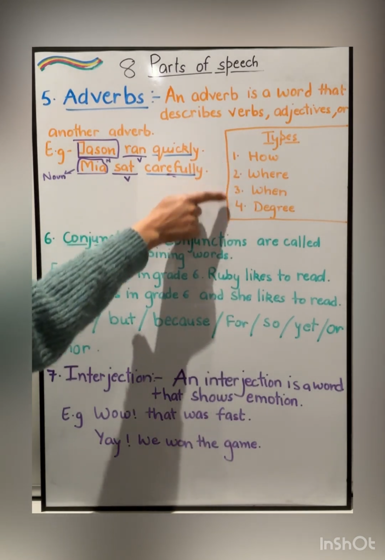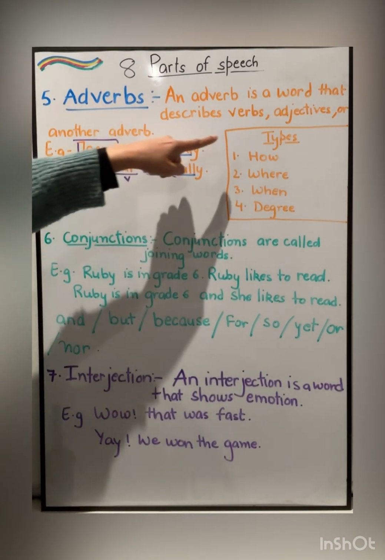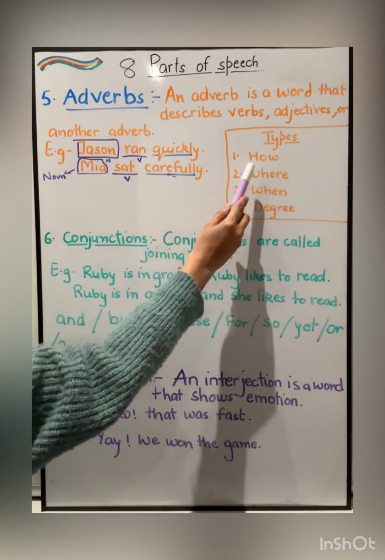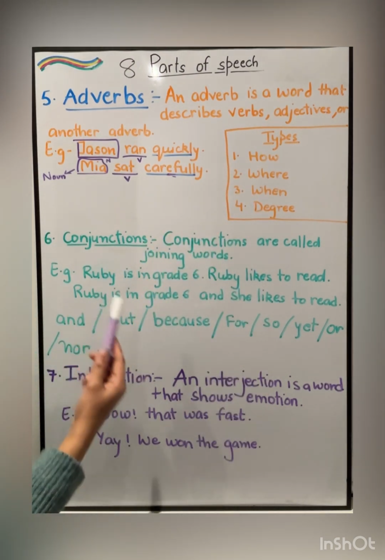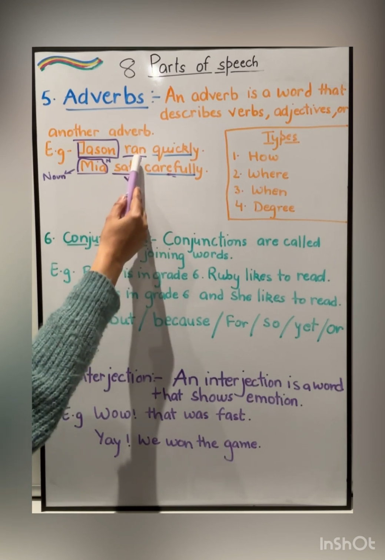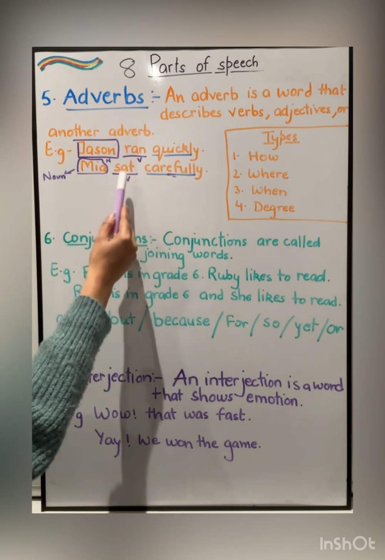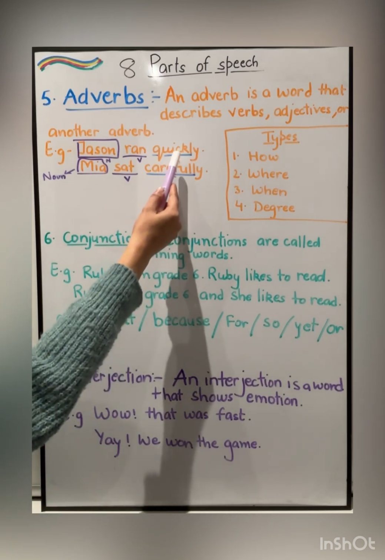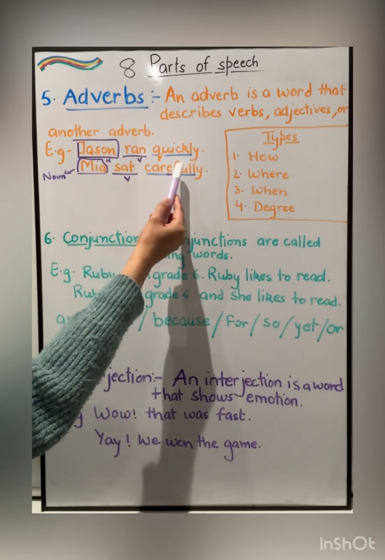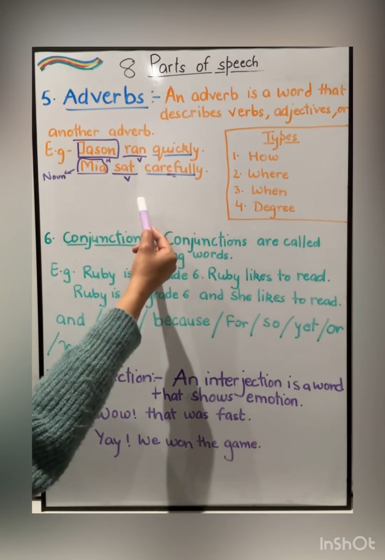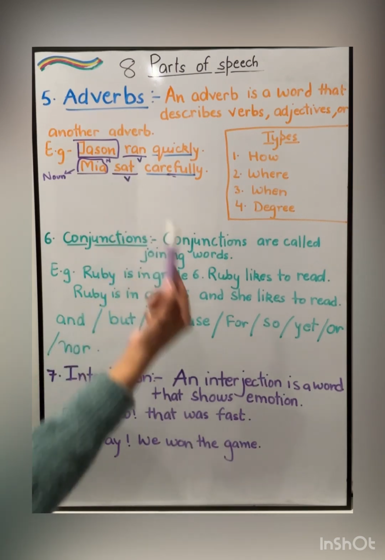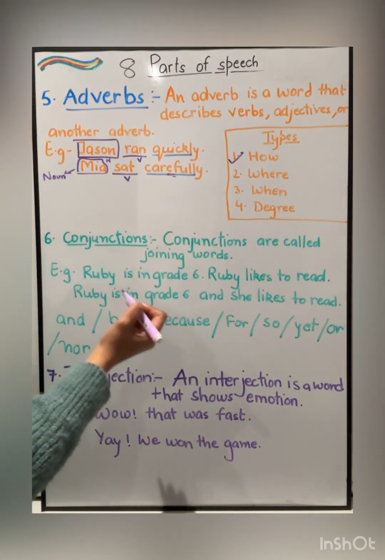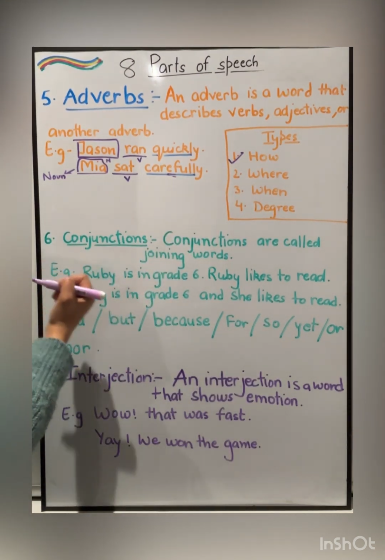If you look here, there are 4 different types of adverbs. How the action has been done, like these. This is the action, ran. Action, sat. How did we do that? Jason ran quickly. How? Quickly. Mia sat, how? Carefully. Type 1 is done. How the action has been done.